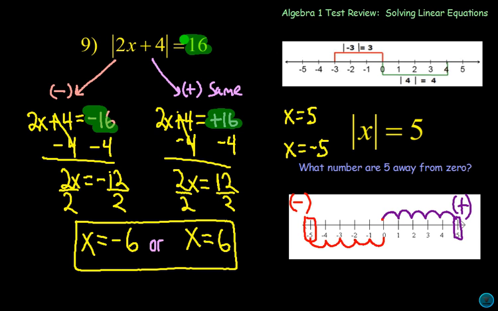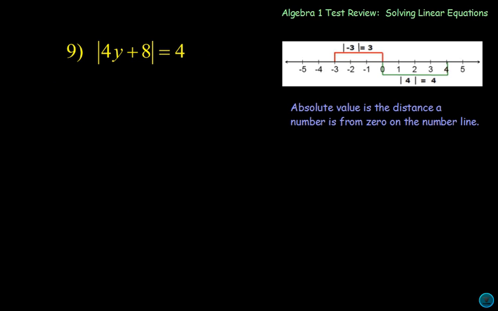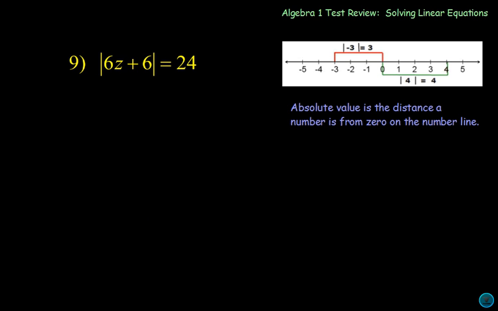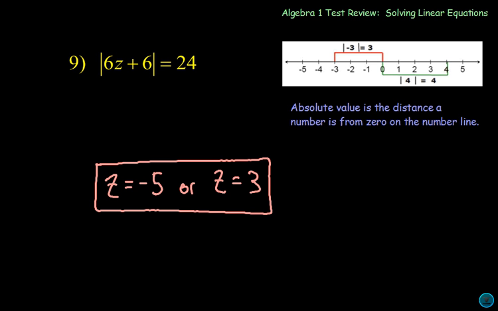All right, so our last break. So let's see how we did on number 9 in the middle. For number 9 in the middle, you should have got y equals negative 3 or y equals negative 1. And for number 9 on the right side, you should have got z equals negative 5 or z equals 3.